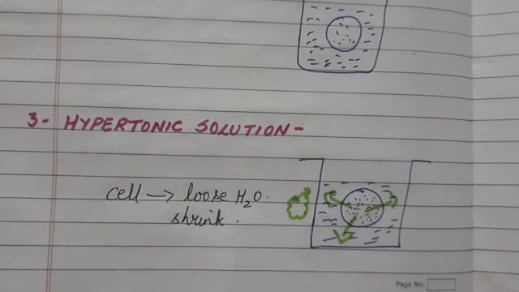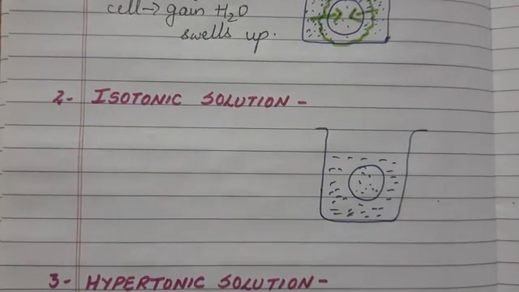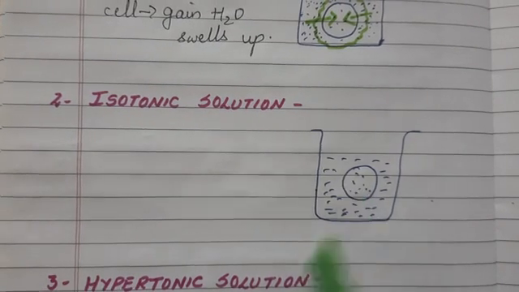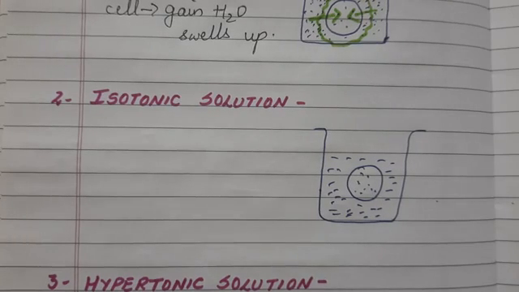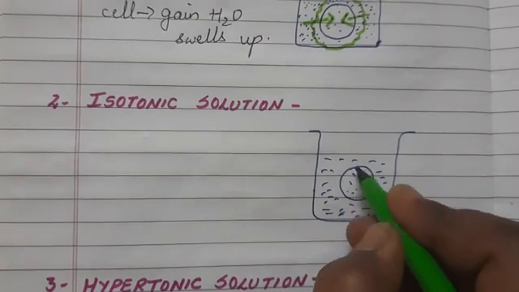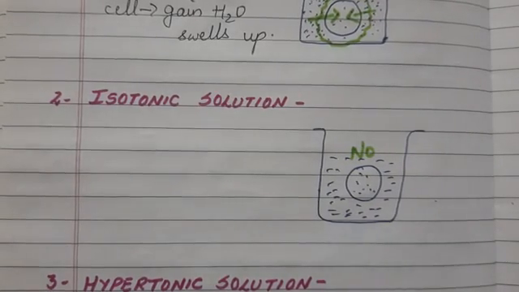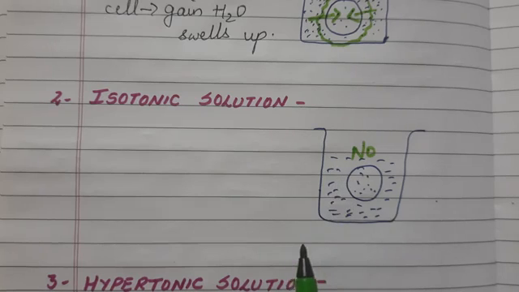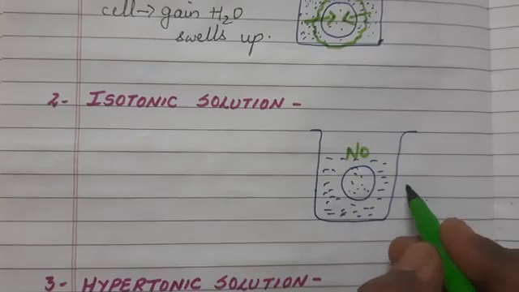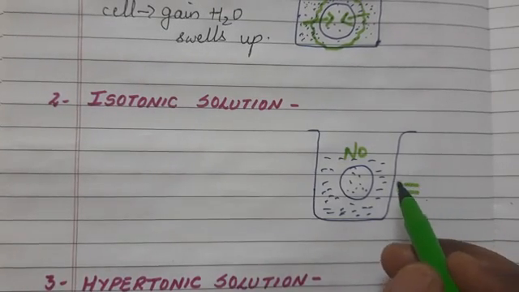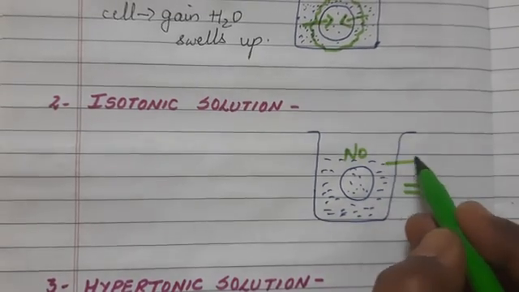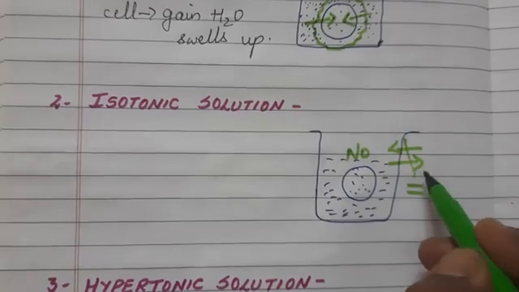Clear? Then we come to the isotonic solution. What is an isotonic solution? Now, if the medium and the cell have the same concentration of water, what will be the net movement? There will be no net movement of water. There will be no movement if both have the same water concentration. Why, children? Because, see, I told you water moves from a higher concentration to a lower concentration. Here both are equal, so there will be no net movement. It will neither go outside nor go inside.